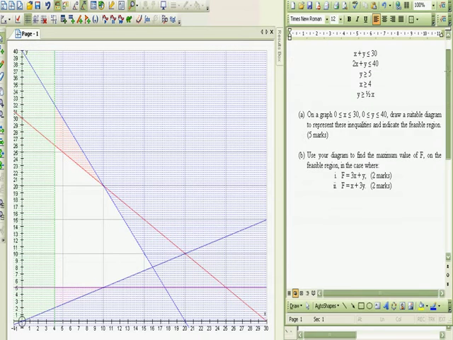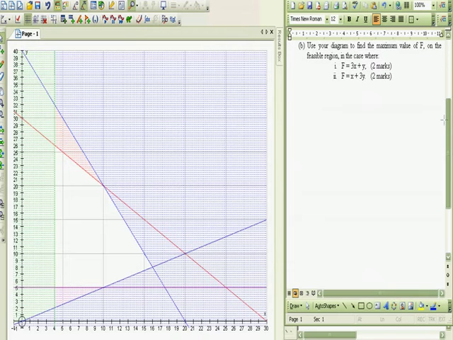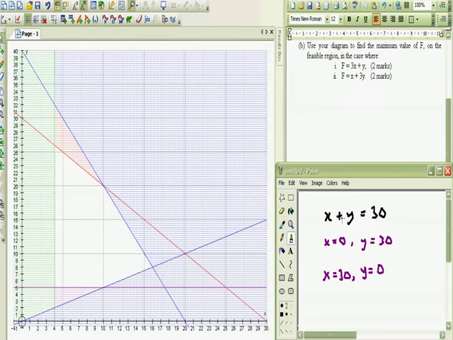Now, if I just drag up to see the second part of this question. Use your diagram to find the maximum value of f on the feasible region in the case where f is 3x plus y or f is x plus 3y. Okay, so let's clear that and let's write in f equals 3x plus y to start off with.